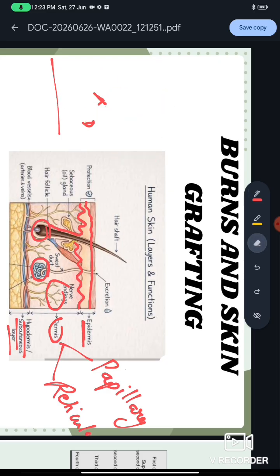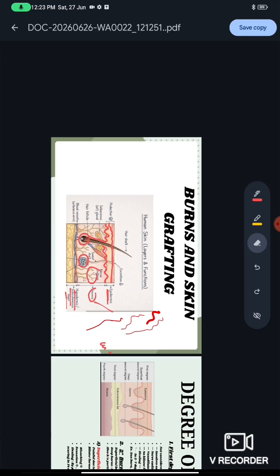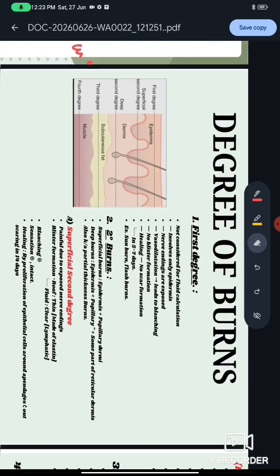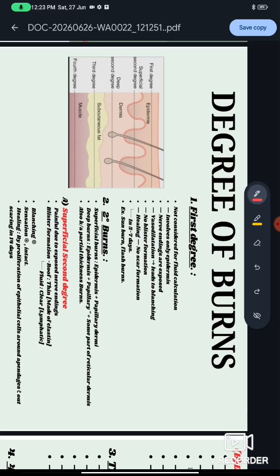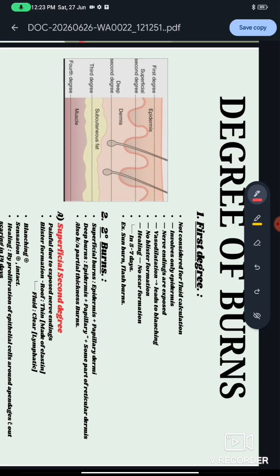Now, moving further, comes the degree of burns. Based upon which layer of the skin is involved and how deep the thermal energy has passed, the burns can be divided into three main types, that is first degree burns, second degree burns and third degree burns. Apart from that, there is also a fourth degree burn.